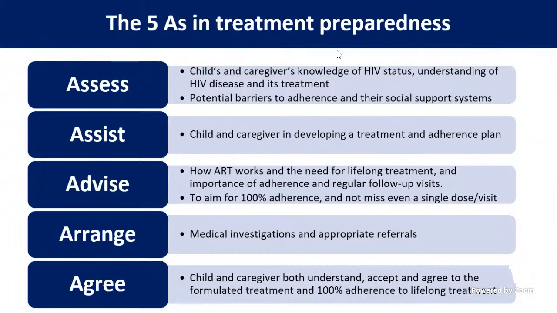Agree: the child and caregivers both understand, accept and agree to the formulated treatment. So they have to agree, okay, I'll take the medicine, I'll take the pills, or I'll take the pellets, or I'll take the syrup, or I'll take the tablet, depending upon that. They have to agree that I'll take the drug regularly, I'll take it lifelong, and I will keep to it as much as possible, 100% again. So these are the processes we have to follow while counseling.